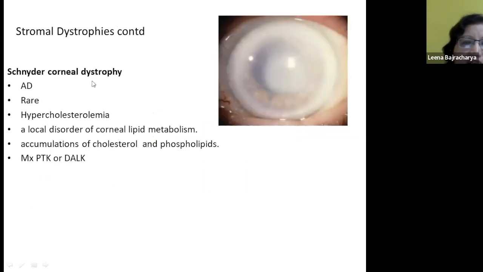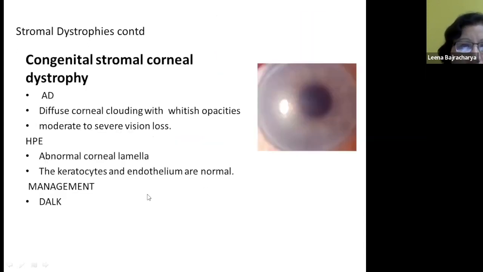Schnyder corneal dystrophy is a rare dystrophy in which the depositions are lipids, and we have to send for the lipid profile of the patients having this type of dystrophy. Congenital stromal corneal dystrophy is autosomal dominant, with diffuse corneal clouding. It can cause moderate to severe vision loss. There is abnormality of the corneal lamella, but keratocyte and endothelium are normal. So DALK has good prognosis.